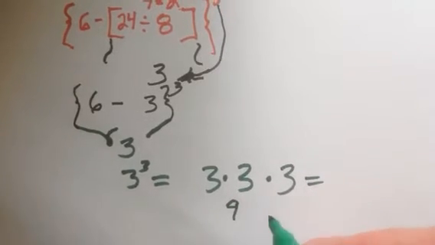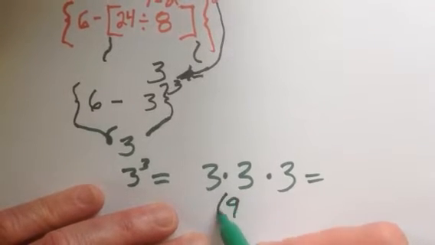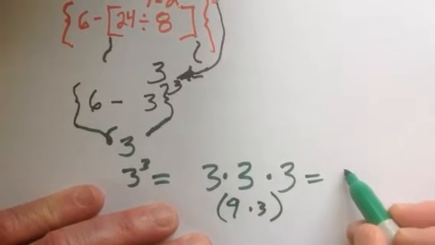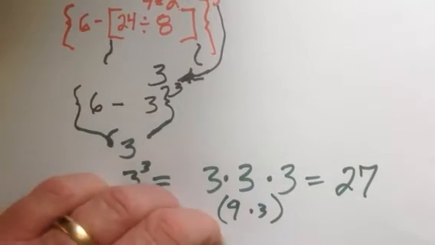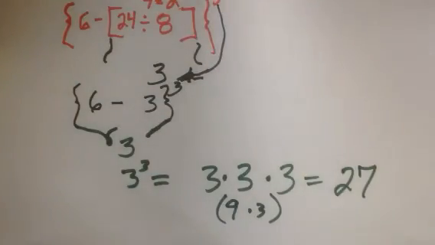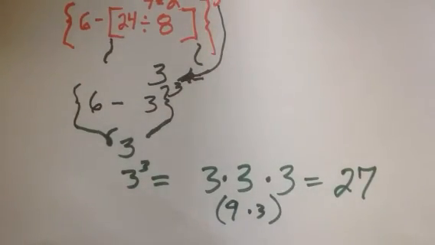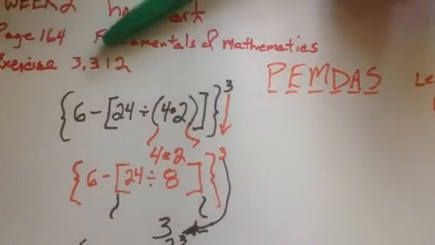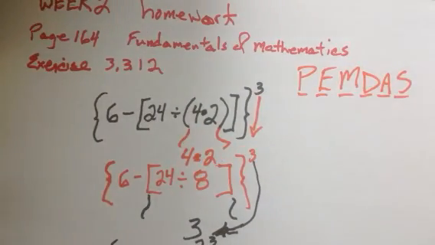And again, we can use the distributive property if we want to. So that's 9 times 3, which is 27. Okay? Hopefully that helps when you're looking at order of operations and this specific problem on page 164, 3.3.12. All right, good luck with the other problems.